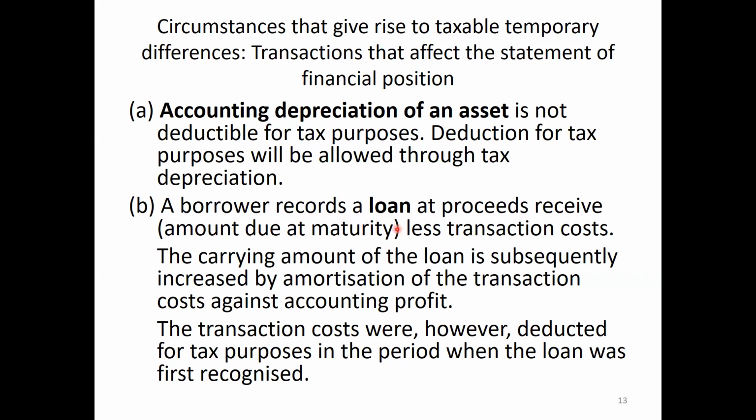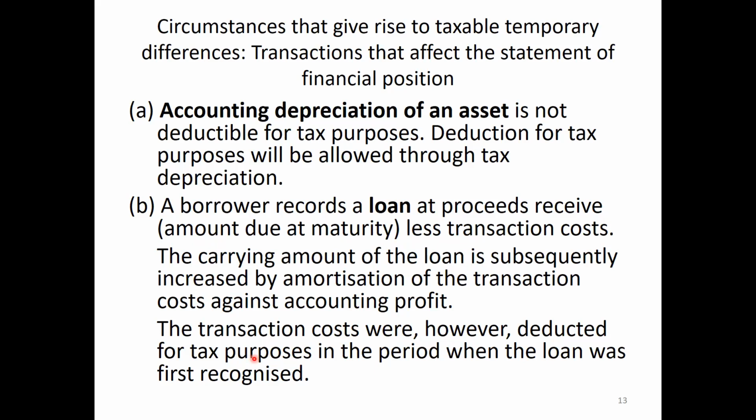The borrower records a loan at proceeds, the amount of loan received, amount due at maturity, less transaction cost, 100,000 minus 5,000. That 95,000 will be recorded as loan proceeds. The carrying amount of the loan is subsequently increased by amortization of the transaction cost against accounting profit. The transaction costs were, however, deducted for tax purposes in the period when the loan was first recognized.